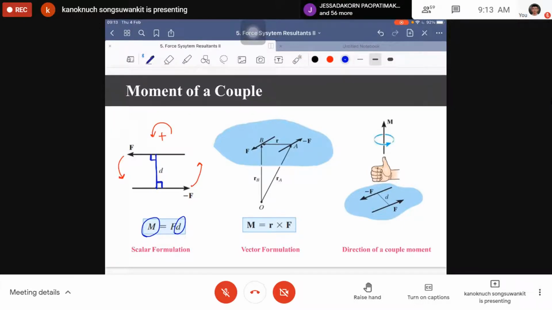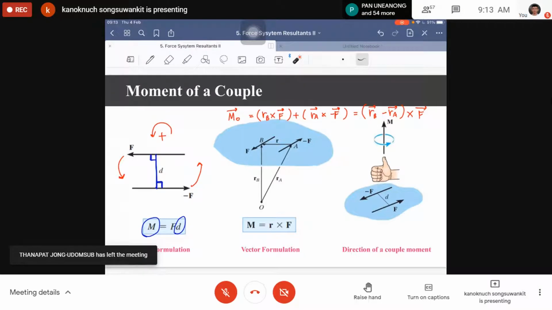The resultant moment about point O in this system is: the moment about point O equals RB cross F plus RA cross minus F. We have the same force vector F, so we can take it out as one force F. We can rewrite this equation as RB minus RA in the bracket, crossed with the force F. So how can we find the result of RB minus RA?